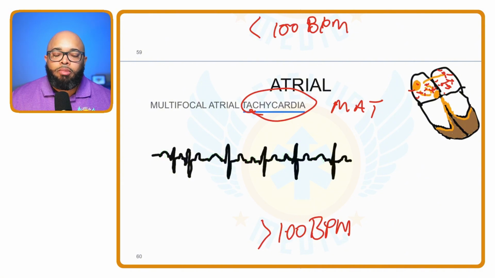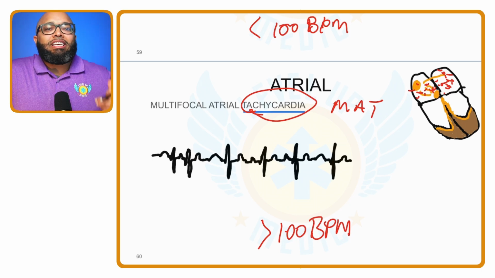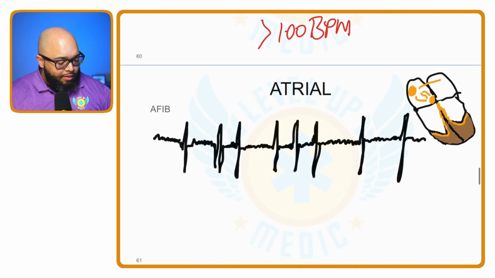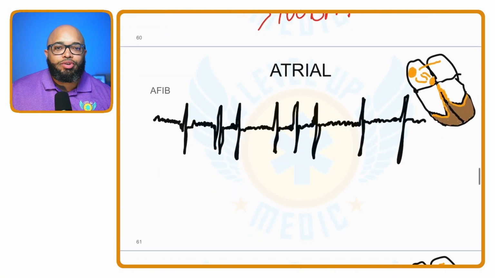The difference between multifocal atrial tachycardia and wandering atrial pacemaker is the heart rate, but the rhythm may look the same, okay? See how quickly we're able to breeze through this, because now we're just going into things that are deviations from normal. Now, let's go into a-fib.